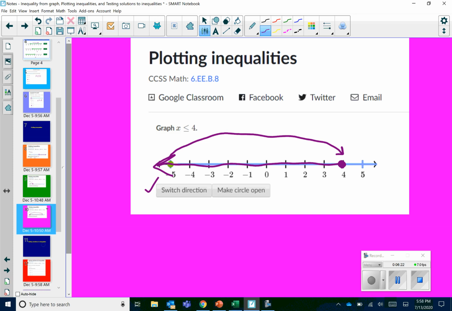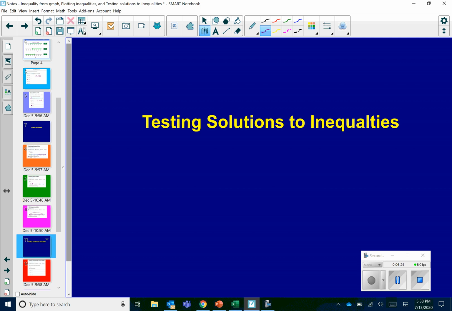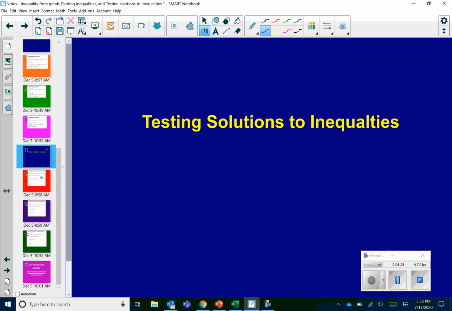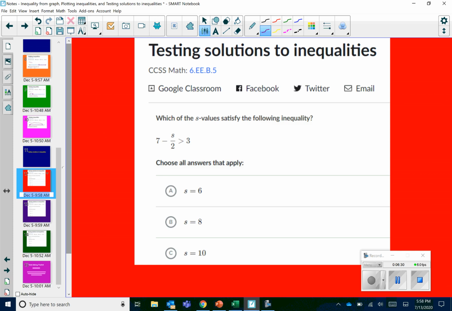Okay, the last one that we're going to talk about today is testing solutions to inequalities. So let's take a look at a few examples from this. It says, which of the S values satisfies the following inequality? So we're going to actually go ahead and solve. We're going to plug each one of these answer choices in to see if it works. So where you see S, I'm going to plug in 6, then I'm going to try it by plugging in 8, and then try it by plugging in 10. So let's start with A.